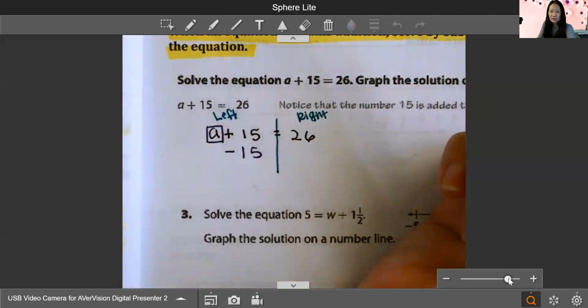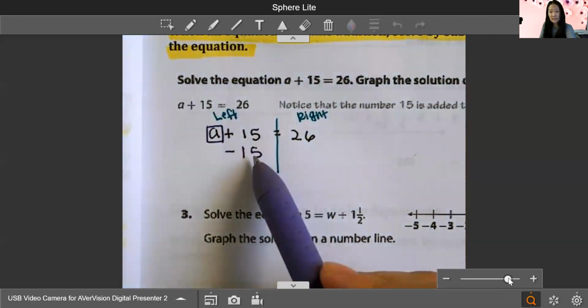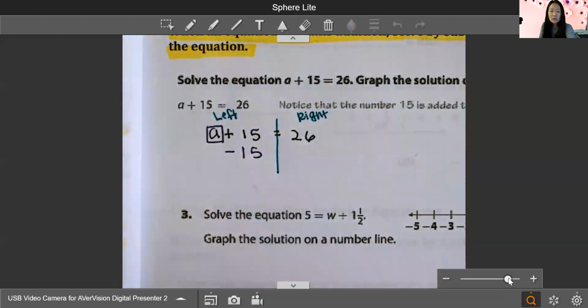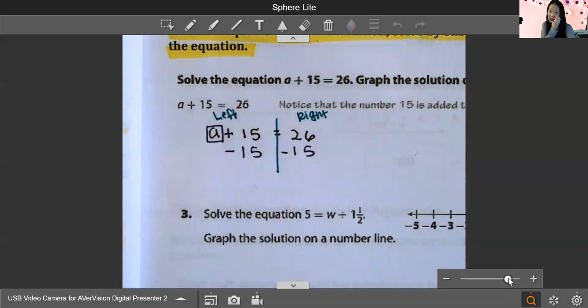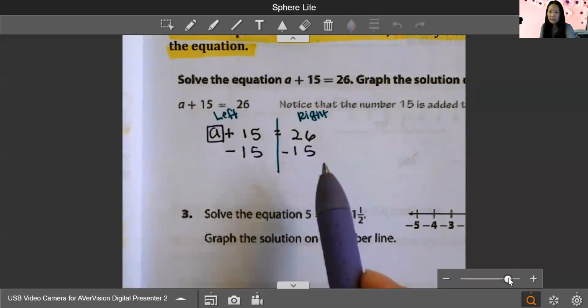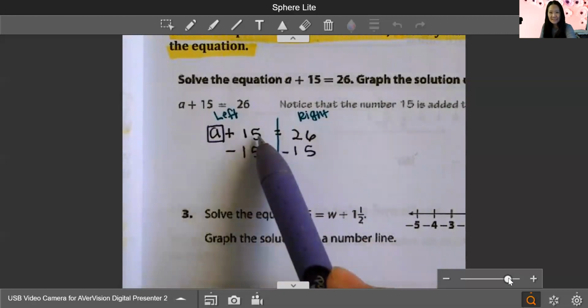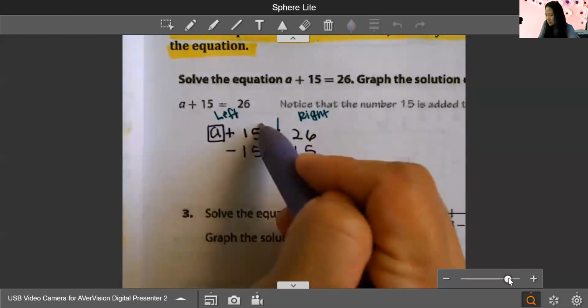Since the operation here is plus 15, the opposite operation would be to subtract 15. But remember, these are supposed to be balanced, and if I subtract 15 on this side of the equation, it is no longer going to be balanced. So to keep it balanced, you do the same operation on the other side of the equation. So you're going to do minus 15 on both sides, and you must show this work. Now think about what happens. You have 15 minus 15, which is 0. In other words, you can get rid of this.